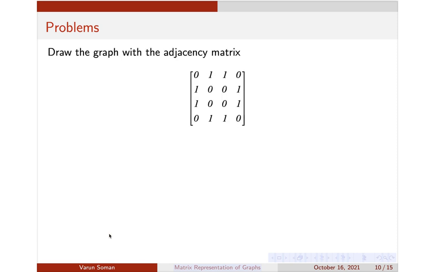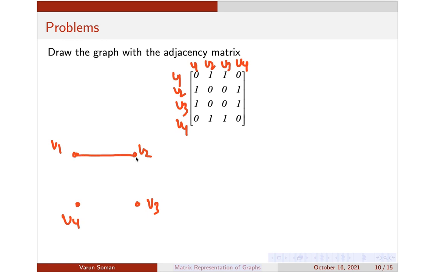Similarly, how to draw a graph if the adjacency matrix is given to you? That's also very simple. You will have 4 vertices here, V1, V2, V3, V4, and V1, V2, V3, V4. The diagonal entries are 0, so no self loops. Suppose this is your V1, this is your V2, this is your V3, this is your V4. V1 and V2 are adjacent, so 1. V1 and V3 are adjacent, so 1.